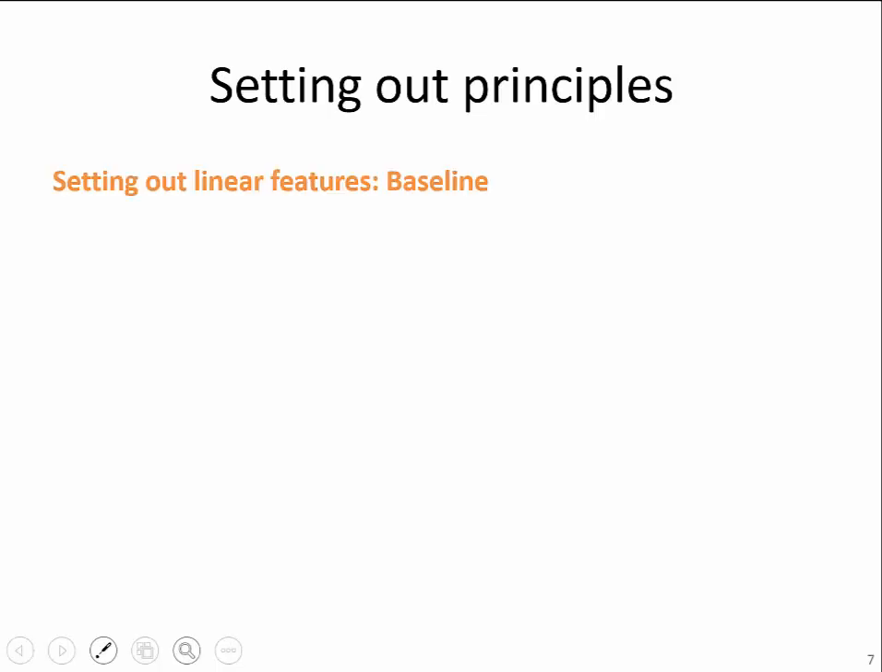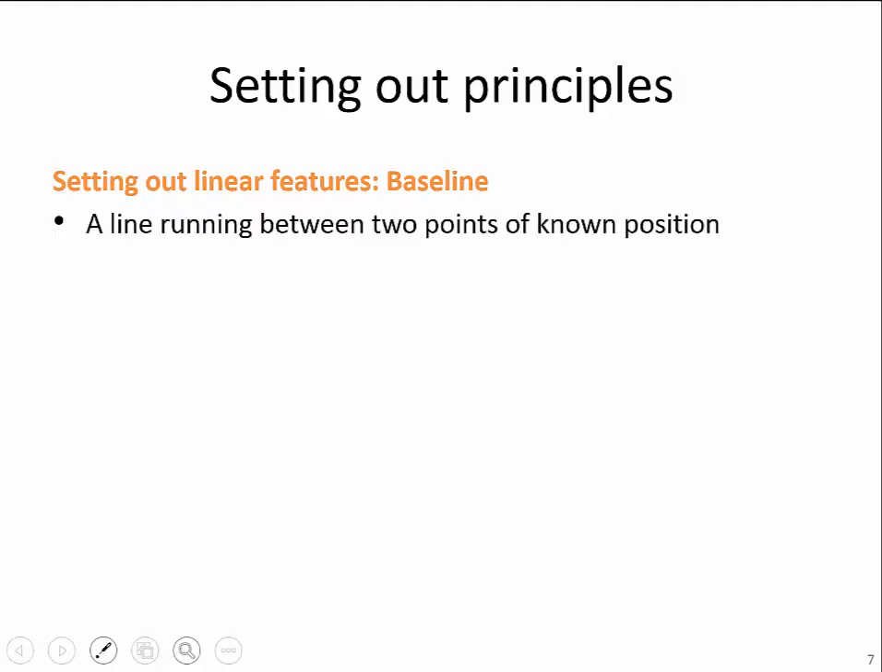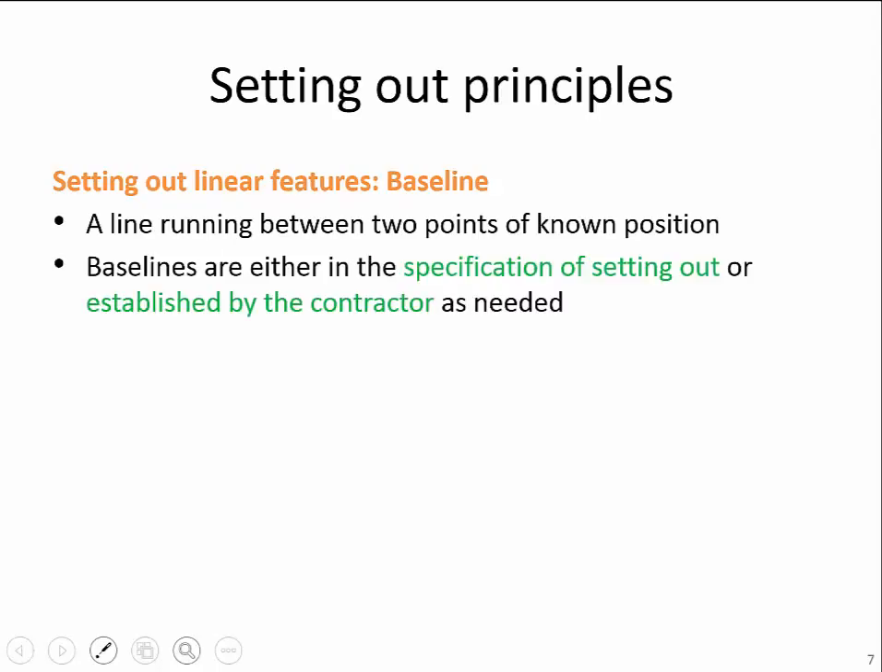Now there's 2 ways of setting out that I'm going to cover very, very quickly here. One is the use of a baseline. The other is setting out of circular curves. But a baseline is just a line running between 2 points of known position, so 2 control points. You draw a line between them, that becomes your baseline, and then that becomes somewhere where you can carry on setting out the building or the road as you need it.